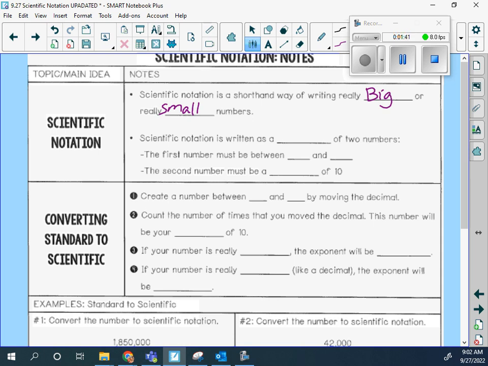Scientific notation is written as a product of two numbers. What does product mean? When you multiply. Product is when you multiply. The first number must be between what? 1 and 10. And then the second number must be a what? Power of 10. Okay? All right.